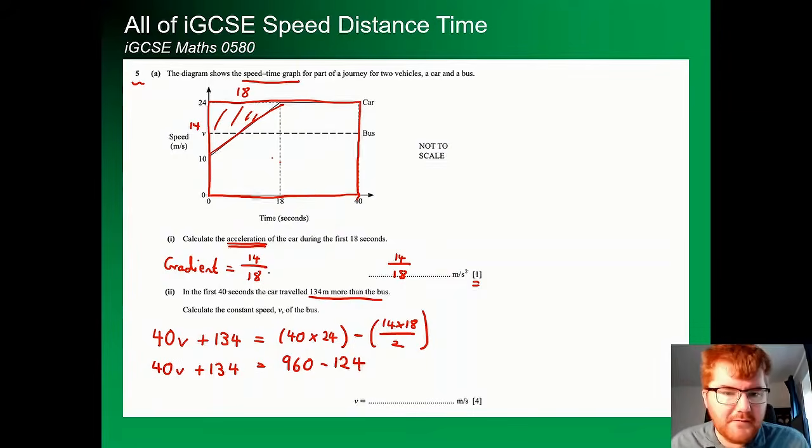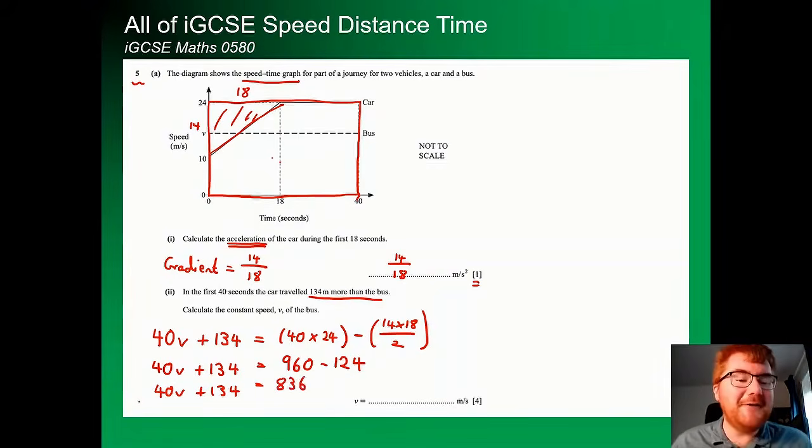So if we work through our process here, first of all, let's tidy up the right-hand side. So 960 minus 124, 960 minus 124 is equal to 836. Hopefully you're now in comfortable territory. It's like a nice two-step equation, very, very good.